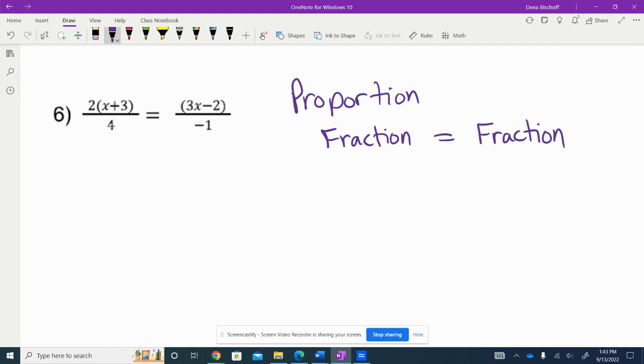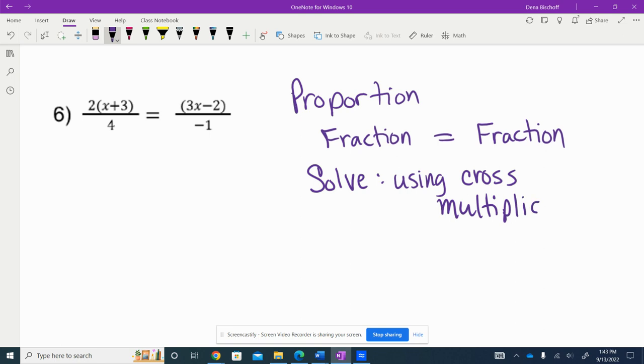Okay? I know it's late. I know we're getting tired. We solve it using cross multiplication. We solve this using cross multiplication. You may have learned this. Some teachers call it the butterfly method. I don't call it that, but that's what some teachers call it.